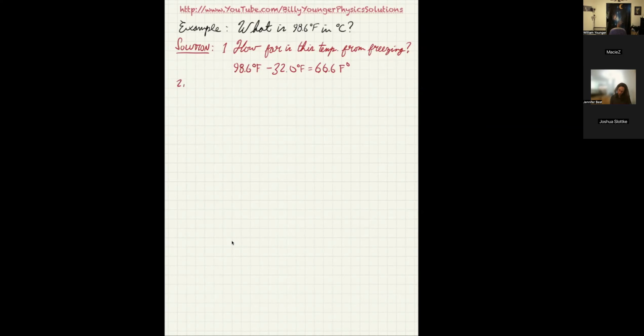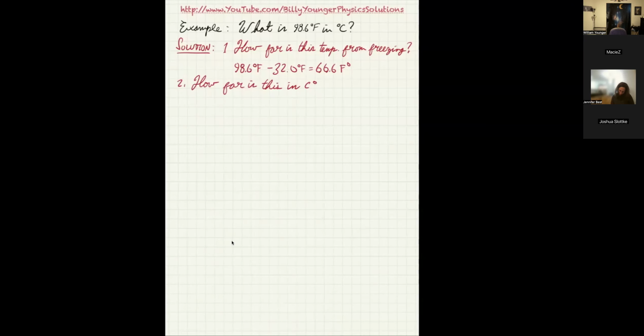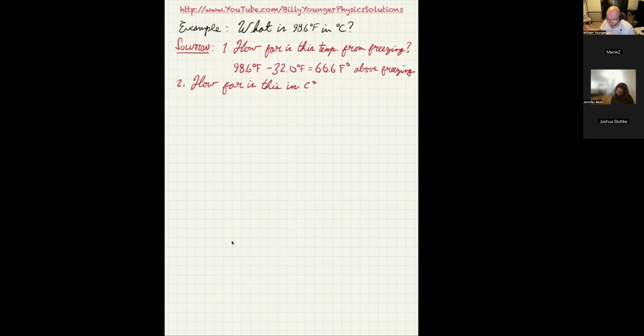Now, two, how far is this in Celsius degrees? And I'll remind myself that this is 66.6 Fahrenheit degrees above freezing, because we need to make sure we know that, since later we've got to either add to the freezing temperature or subtract from the freezing temperature. So how far is it in Celsius?